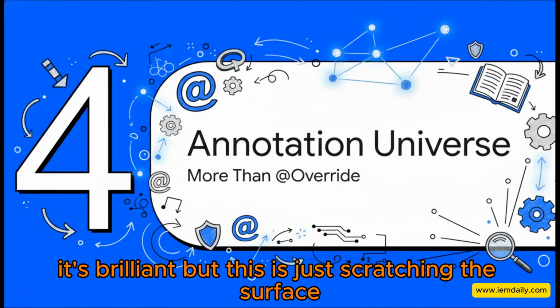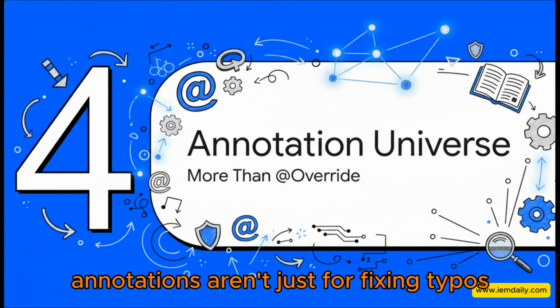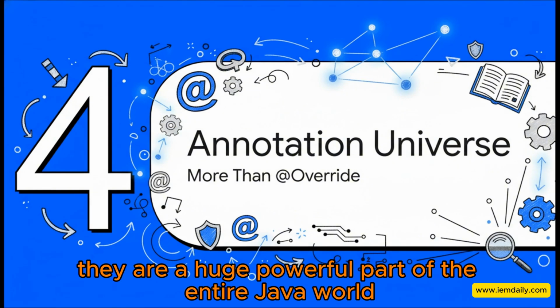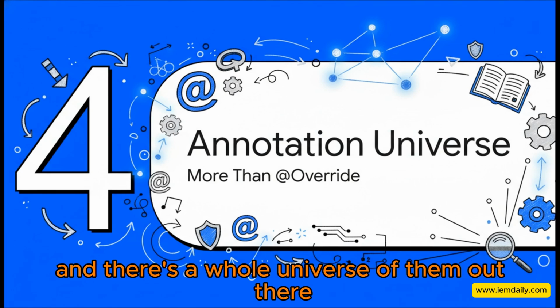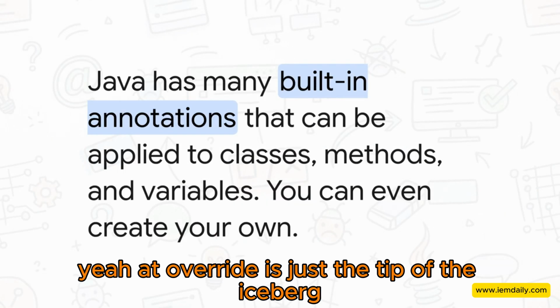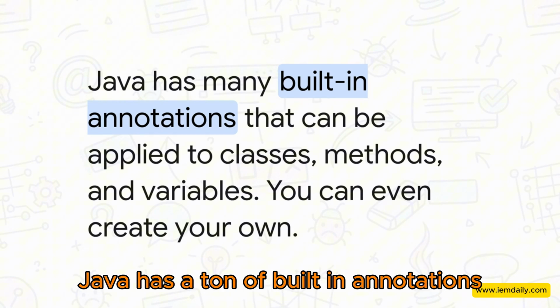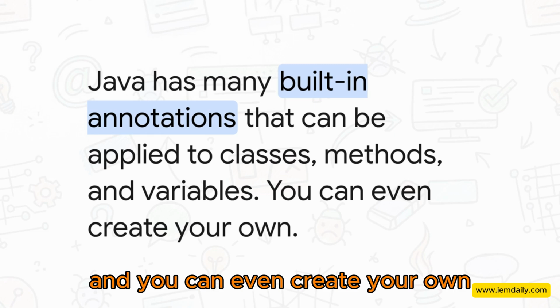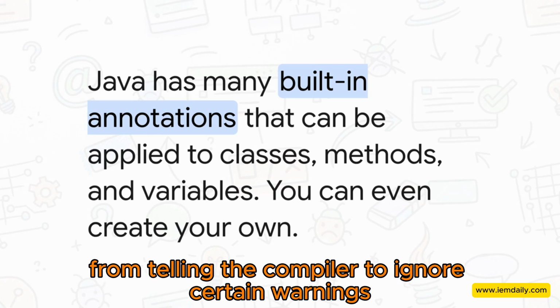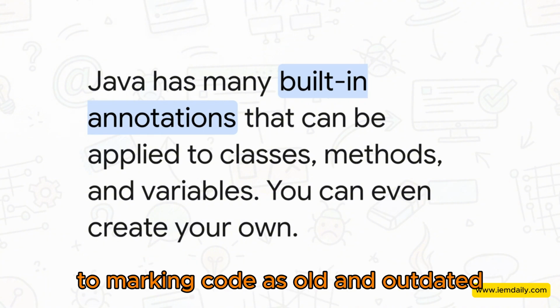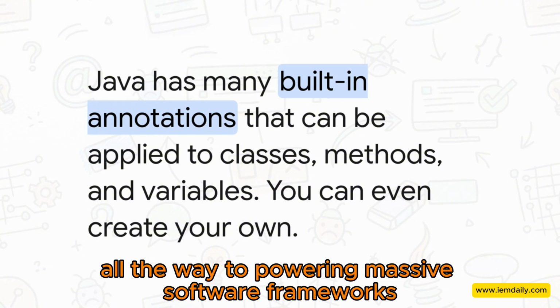But this is just scratching the surface. Annotations aren't just for fixing typos. They are a huge, powerful part of the entire Java world, and there's a whole universe of them out there. Yeah, @override is just the tip of the iceberg. Java has a ton of built-in annotations, and you can even create your own. People use them for everything, from telling the compiler to ignore certain warnings, to marking code as old and outdated, all the way to powering massive software frameworks.